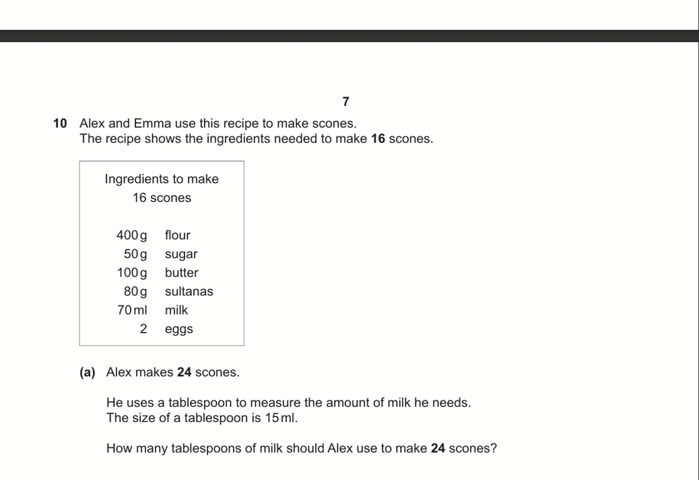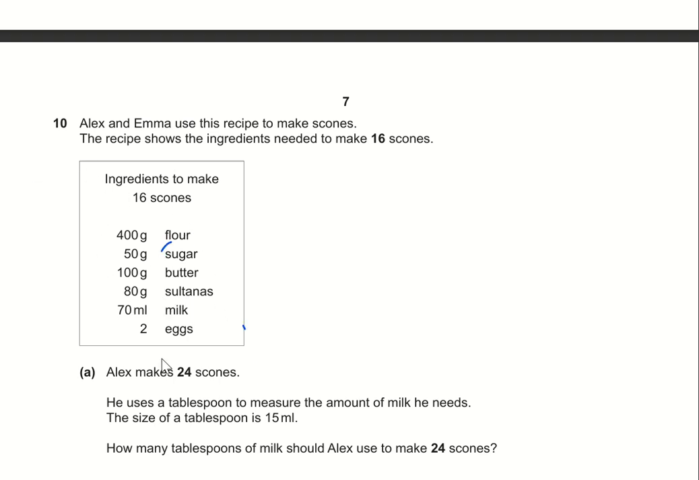Alex makes 24 scones. He used a tablespoon to measure the amount of milk he needs. The size of the tablespoon is 15 milliliters. How many tablespoons of milk should Alex use for 24 scones? So first I need to find out how much milk. This is for the 16.